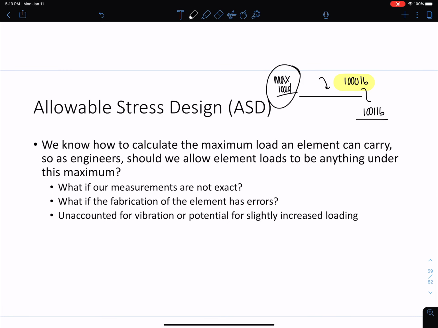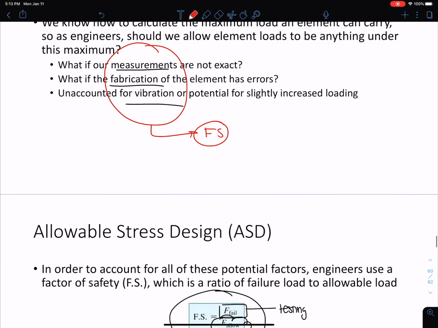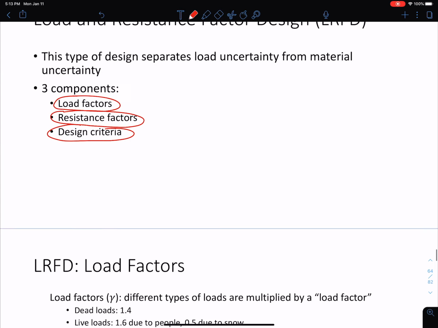Remember how I said that we want to deal with measurement errors and fabrication errors and potential vibration or increase. And we kind of take all of these factors in ASD and we plug them in and we come up with this factor of safety. This is given by the code. LRFD says, okay, no, I'm not going to just put everything together. I'm going to have different variables that account for different uncertainties. I don't want to put all of this into one factor of safety. I'm going to split them up. So I'm going to have something that accounts for load factor uncertainty, for resistance factors, and for design criteria. Okay, I'm going to go over each one of these in the next couple of slides.